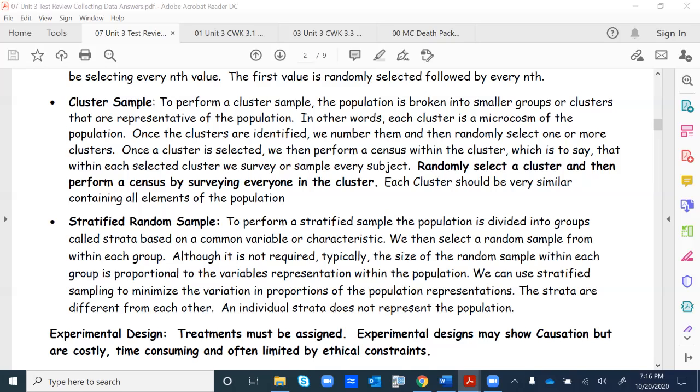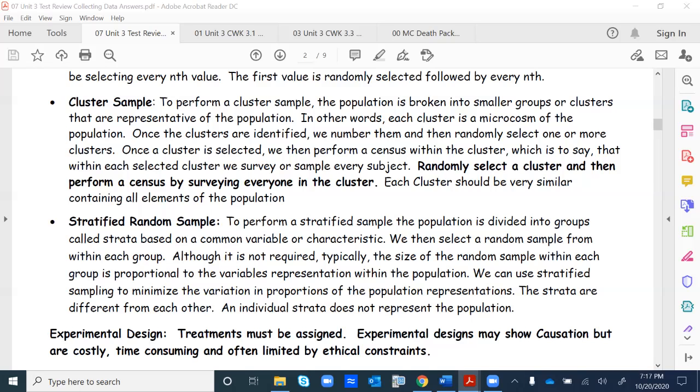So hear me out. If I have groups and then I have to survey every single element in the group, it's a cluster. So if I have to take a group and then perform a census within the group, that is a cluster sample. All right?